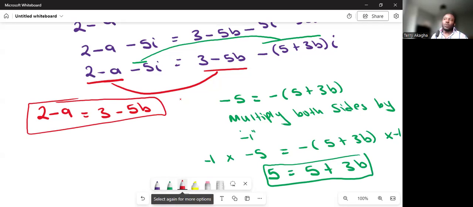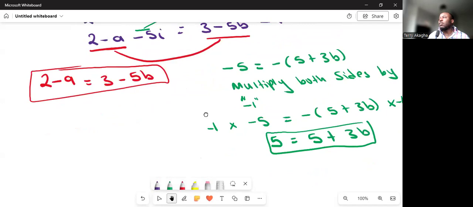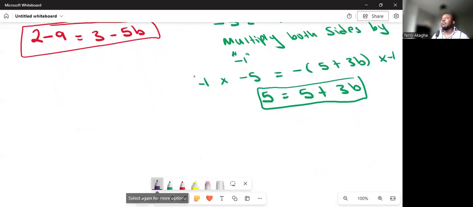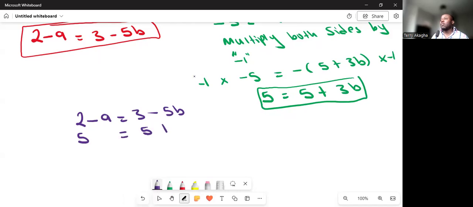Now, what you can do is solve this simultaneously. You can decide to use the substitution method or the elimination method. I've discussed each of these methods before, so you can go back and have a look. So I can decide to rewrite this by solving it simultaneously, because I know that they are both the same thing. Because I know that 2 minus a equal to 3 minus 5b is exactly the same thing as 5 equal to 5 plus 3b.